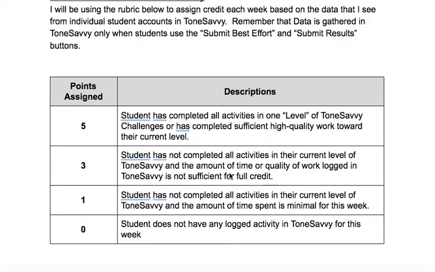Now, if you are in the 3 category, that means that not all activities in your current level are finished, and the amount of time or quality of the work logged was not sufficient for full credit. 1 point is not completing all the challenges in your level and investing a minimal amount of time for the week. 0 points if I see no activity in your ToneSavvy. That is a 0 for the week. So again, it's really important that you're using submit best effort and submit result buttons so I can see every time you're in and every time you play.